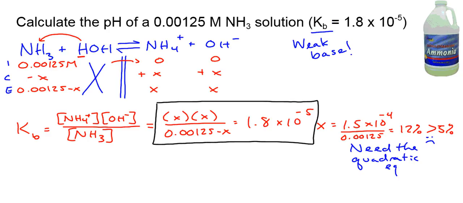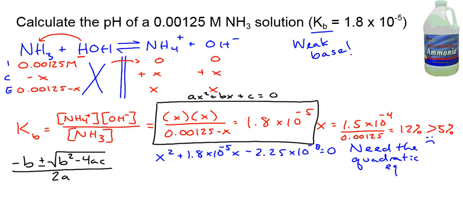If you want to work on that, I'd suggest pausing. Otherwise, I'm going to show the relationships of trying to get it into my ax squared plus bx plus c equals 0 format. That's my goal. So if I extrapolate that out, this is what I calculated. So now I need to plug that into the quadratic equation.